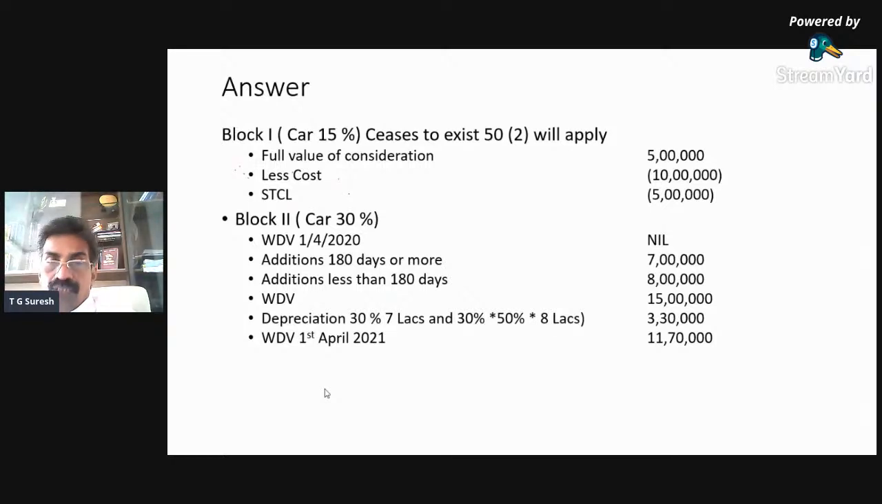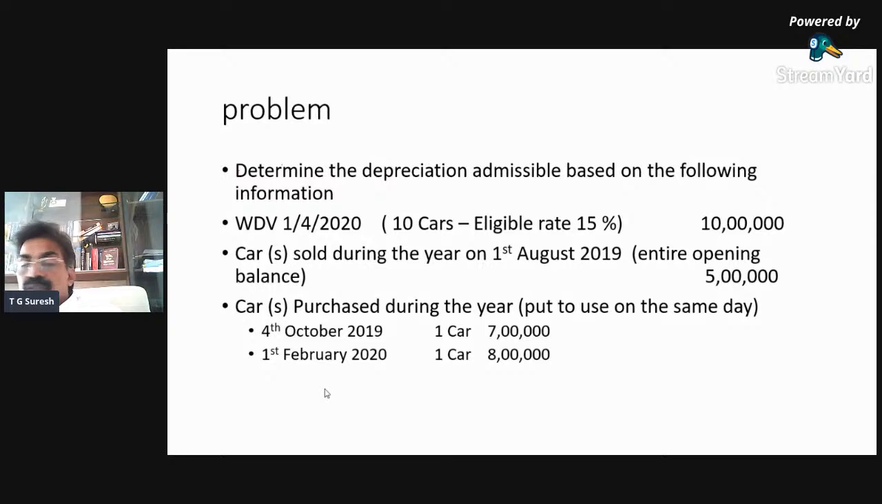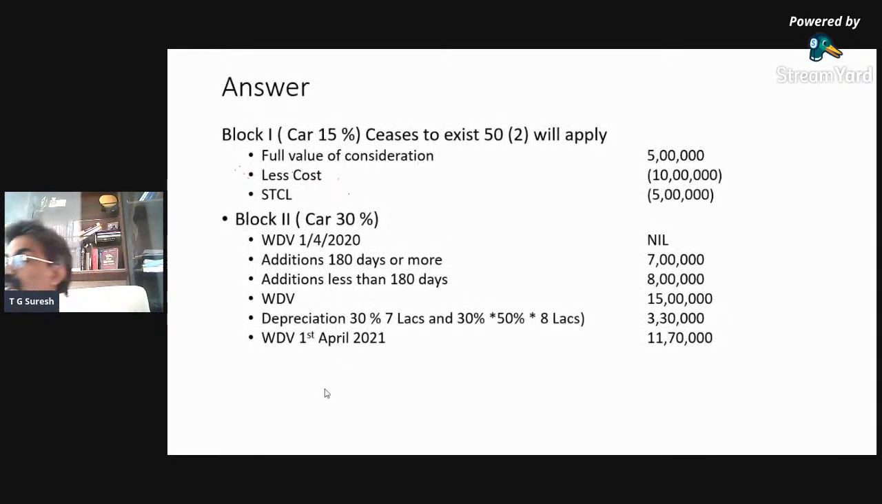See, as the entire cars were sold, if you see the equation, the entire opening balance is sold on 1st August itself. So see, 45% will apply only for cars which are used in the business of running them on hire.